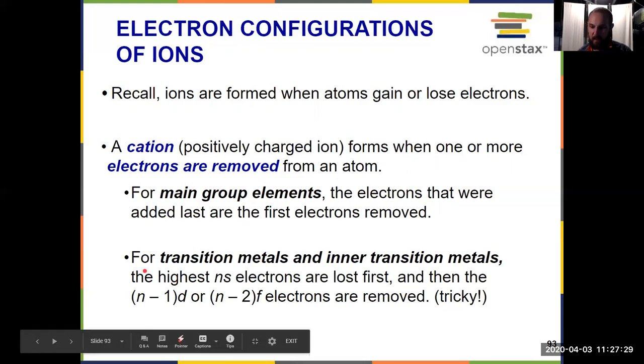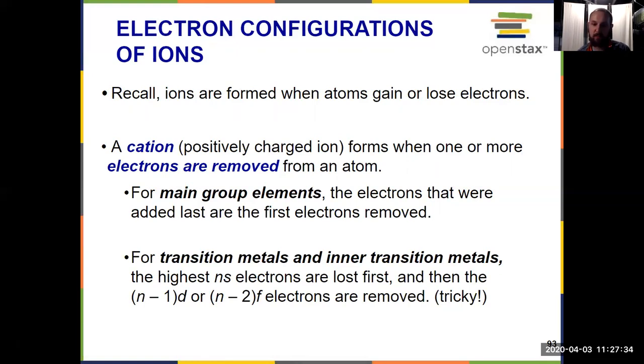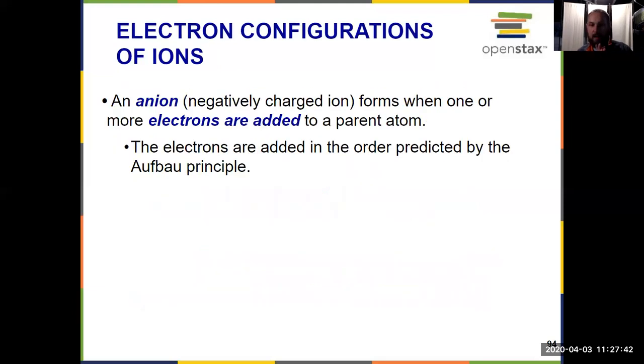If you're making a cation, we have to lose electrons. If something is +3, for example, it has to lose 3 electrons. And for transition metals and inner transition metals, we always take the s electrons away first. Anions, which are negatively charged ions, are way easier because we just continue to add electrons, however many we need. If something is -2, it needs 2 extra electrons. So that's a piece of cake. We just continue to add them like we would for the Aufbau principle.